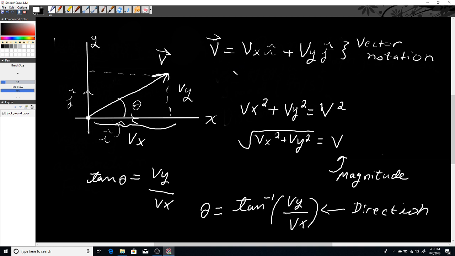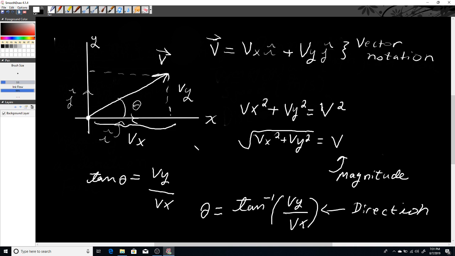And this has its purposes too. I'll show you that in a moment. But this basically lays out the x component of the vector here with this unit vector along the x-axis, and this y component is here with this along the y-axis.